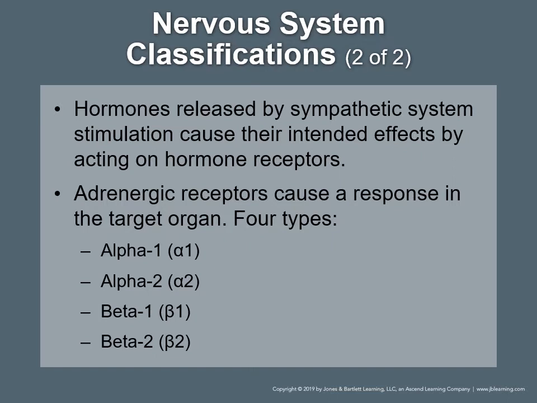Hormones released by the sympathetic nervous system stimulation are carried throughout the body where they cause their intended effects by acting on hormone receptors. They stimulate tissues that are not innervated by the sympathetic nerves. They prolong the effects of direct sympathetic stimulation. Adrenergic receptors are located throughout the body, and once stimulated by the appropriate hormone, they cause a response in the target organ. These are generally divided into four types: alpha 1, alpha 2, beta 1, and beta 2.